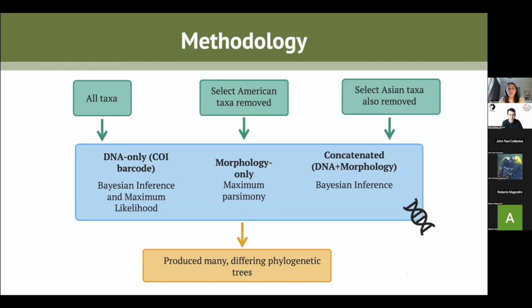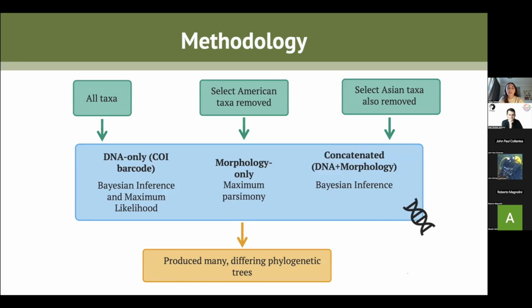And then for each of these analyses, I also used multiple phylogenetic methods. So the DNA-only trees were built by running both Bayesian inference and maximum likelihood. Morphology-only trees were built using maximum parsimony in TNT, and they were both unweighted and then weighted against homoplasy. And finally, combined DNA and morphology data were analysed using Bayesian inference. So in total, I had over 20 different phylogenetic trees.